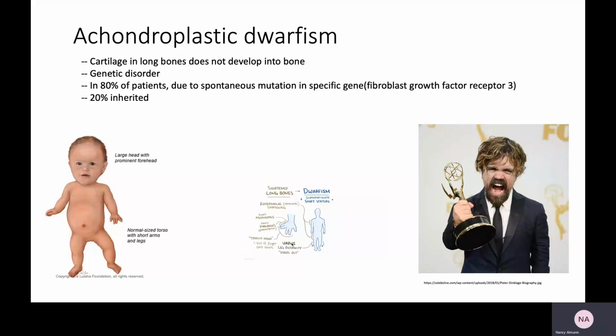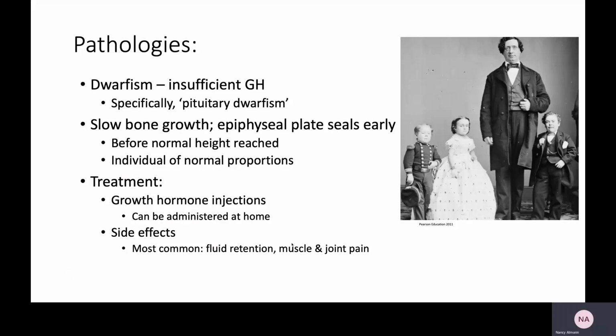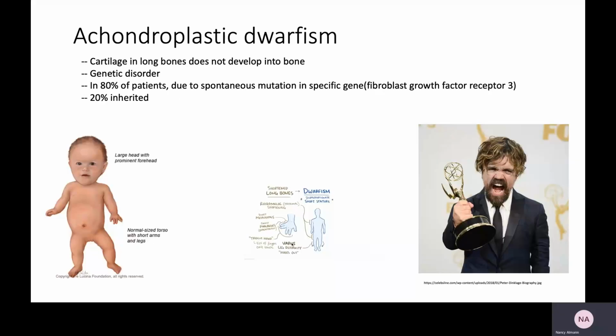When you talk about chondroplastic dwarfs, they tend to have a large head with a somewhat prominent forehead. They'll have a normal-sized torso, and their arms and legs, their extremities, will be short. So let's take a look at that versus this. Pituitary dwarfism, the person is in proportion, just tiny. In a chondroplastic dwarfism, normal-sized torso, somewhat larger head, short extremities.